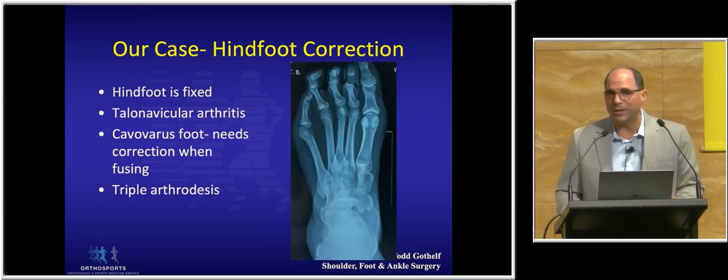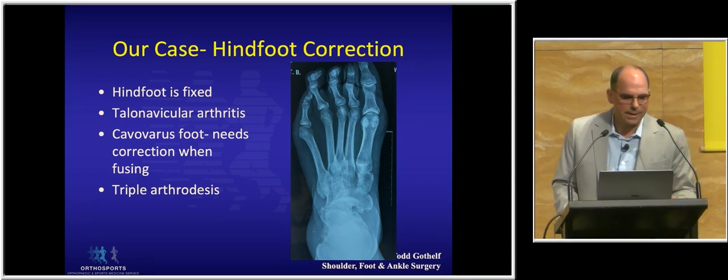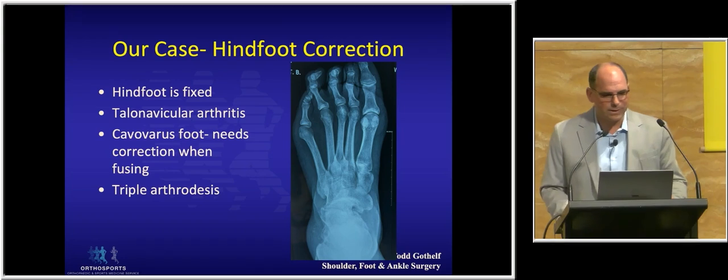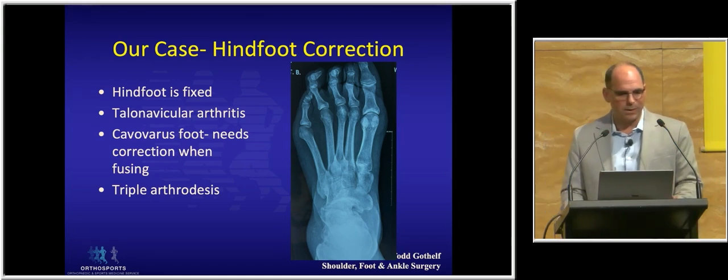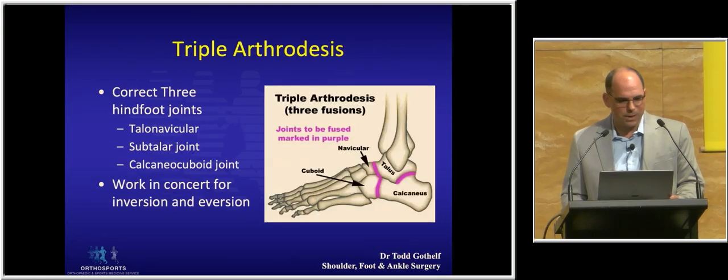Now, in this case, she had multiple deformities. You saw her cavovarus foot is in the hind foot, and the hind foot was fixed. She had talonavicular arthritis, and she has a cavovarus foot, which needs correction as well to also help the ankle, which was unstable. If the cavovarus foot was left there and we just repaired the ankle, it would certainly stretch out pretty quickly, and so these things need to get corrected at the same time. So the talonavicular arthritis is not salvageable, so a triple arthrodesis was my choice here.